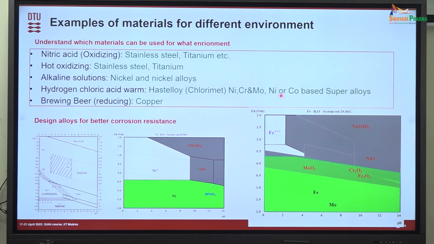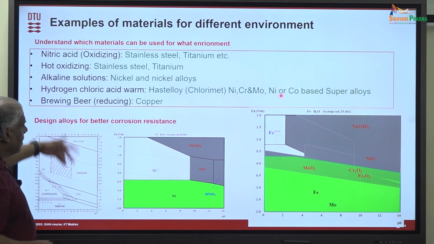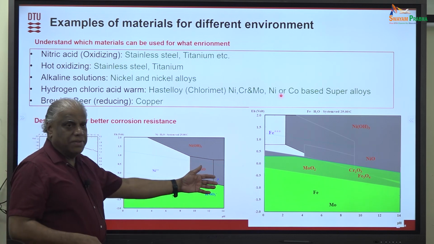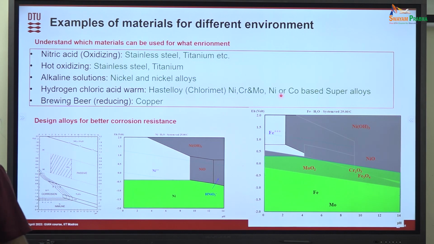We say that passive metals are good for oxidizing environments, and noble metals are good for reducing conditions. For alkaline conditions, you can think about the Pourbaix diagram. For example, in alkaline conditions nickel is useful because nickel is very stable there. This is also how the thinking goes for material selection. There are hydrochloric acid warm conditions, which are very, very nasty conditions.